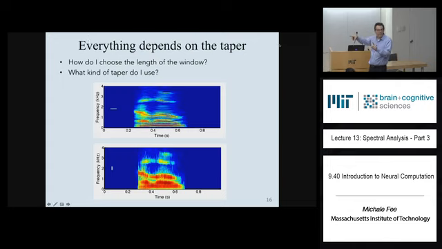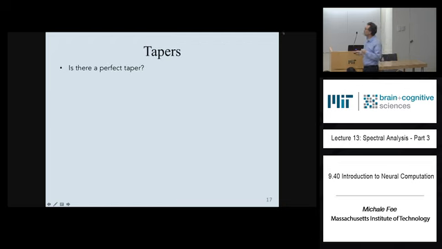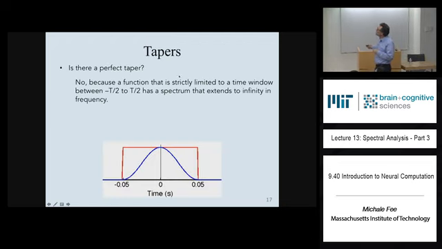Imagine you have a sine wave and you took like 2 samples of it. It would be really hard to figure out the frequency, right? Whereas if you have many, many samples of a sine wave, you can figure out the frequency. So there's a fundamental limit there. So there's no such thing as a perfect taper.